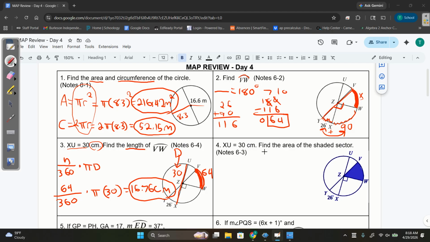Question 4, same circle as before, but this time we're trying to find the area of the shaded sector. That means this area here. This is referred to as sector area on your formula chart. And the formula is n over 360, very similar to how we started the other formula, times pi r squared.